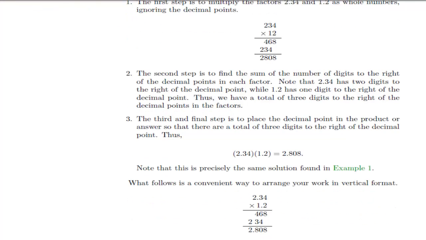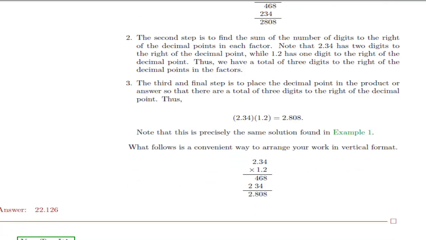The third and final step is to place the decimal point in the product or answer so that there are a total of 3 digits to the right of the decimal point. Thus, 2 and 34/100 times 1 and 2/10 equals 2 and 808 thousandths. Note that this is precisely the same solution found in example 1. What follows is a convenient way to arrange your work in vertical format.